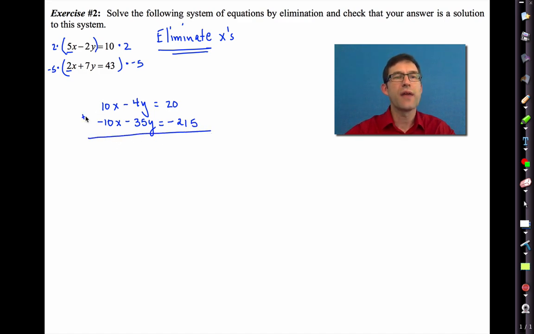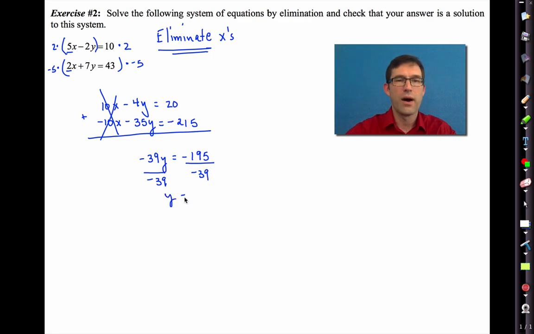When I add these two together now, these two eliminate. Watch out, you're adding these two, so that's going to be a negative 39y. Of course, use your calculator if you need to, and then 20 plus negative 215 is negative 195. The x's have now been eliminated. We'll just divide both sides by negative 39, and y will be equal to 5.